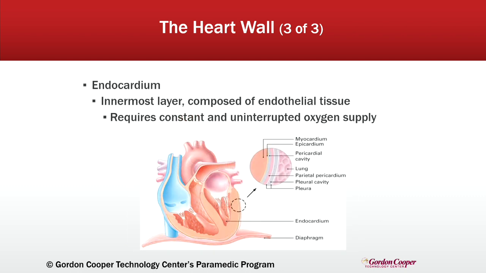And then the endocardium. That's the innermost layer of the heart. It's composed of endothelial tissues. This delicate layer lines the heart chambers and covers the heart valves. It plays a crucial role in maintaining a smooth surface for blood flow. The endocardium requires a constant and uninterrupted supply of oxygen to function properly, and it's vital for the overall health of the heart. Any compromise to its oxygen supply is going to lead to some pretty serious complications and really affect the heart's ability to pump.